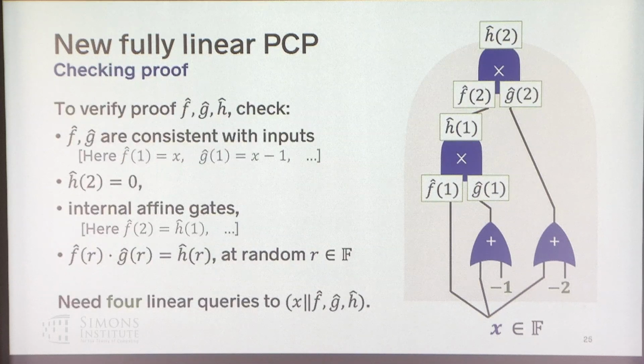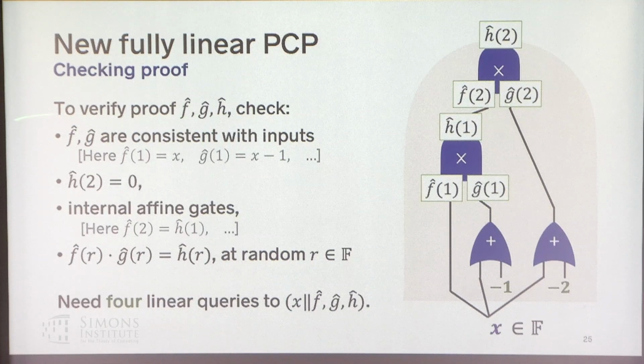So now to verify this proof, the prover gives me oracle access to f hat, g hat, and h hat that are supposed to satisfy these relations. And now I need to check that these relations hold with a few linear queries. So essentially, like most of these proof systems, you want to check that the proof is consistent with the inputs. So here I want to check that, say, f hat of 1 is equal to the x that I'm expecting, and g hat of 1 is equal to, say, x minus 1.